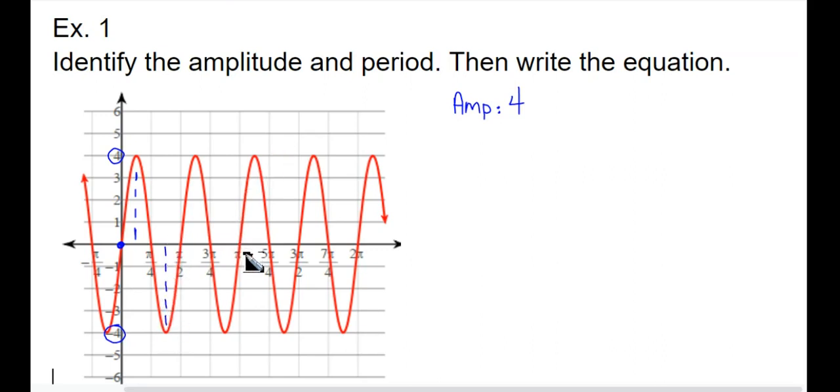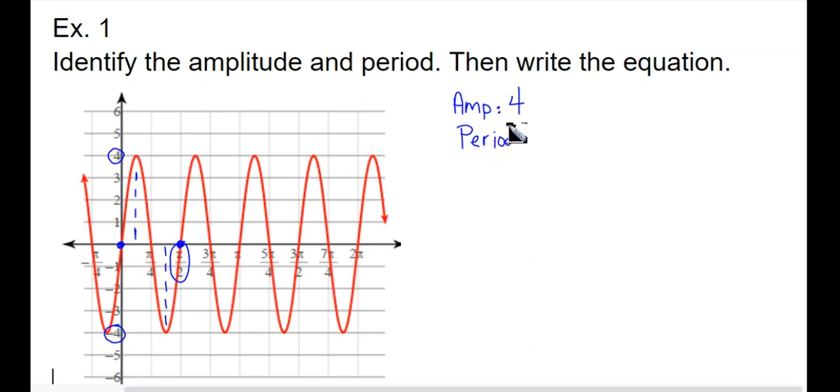All right, the period. So when we're talking about the period, we want to talk about how long it takes for us to make a complete wave. And a complete wave is going to have both the upward and the downward included in it. And so you can see, in order for me to finish out this complete wave, I traveled pi over 2. So the period for this is pi over 2.